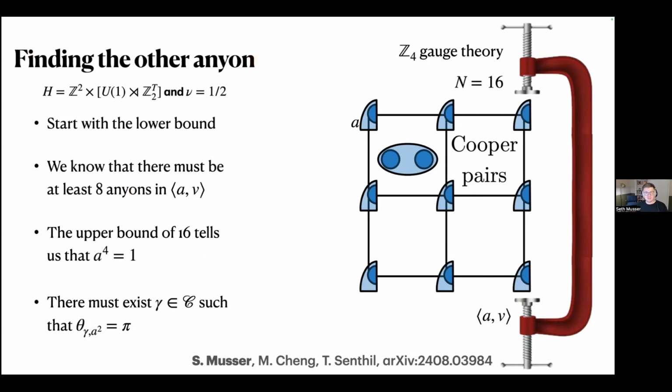So let's find this mysterious other anion that braids non-trivially with A squared. We want to start with the lower bound, and we'll think about the powers of A and V. So there must be at least 8 anions here. This is because since A squared isn't trivial, that means that A must have order at least 4. And furthermore, V cannot be contained in any power of A. This just follows from the Hall conductivity being 0, and thus V is a boson in this time reversal invariant case.